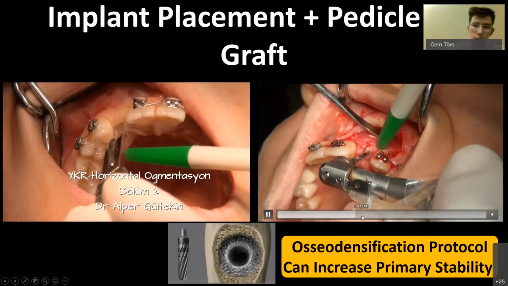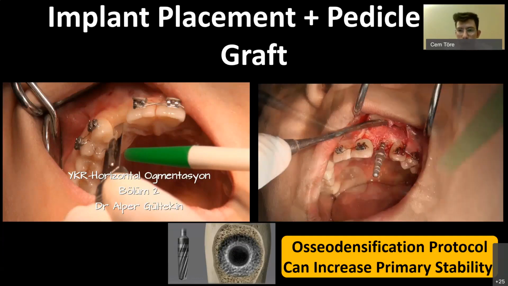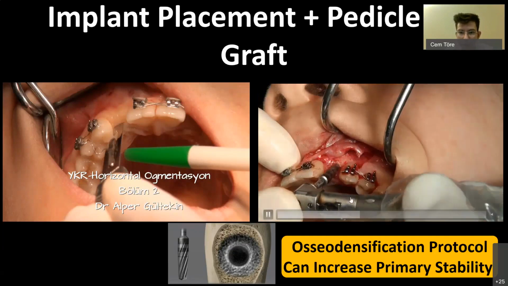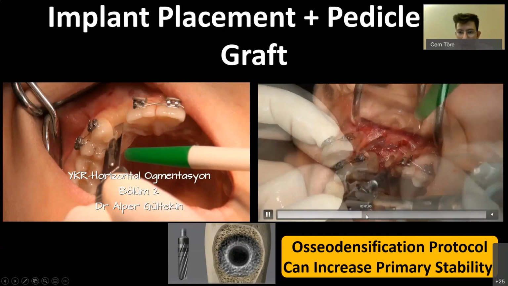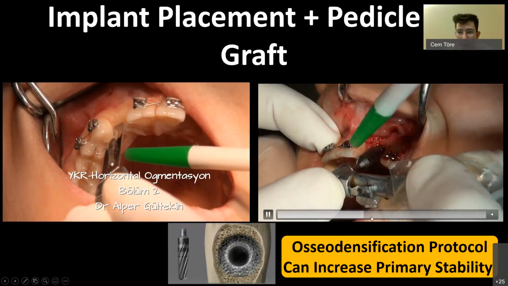elevate the flap. We are doing our osteotomy in order to place the implants. We are checking for our angle using another drill. Also, densification protocol working in reverse, placing our implants.